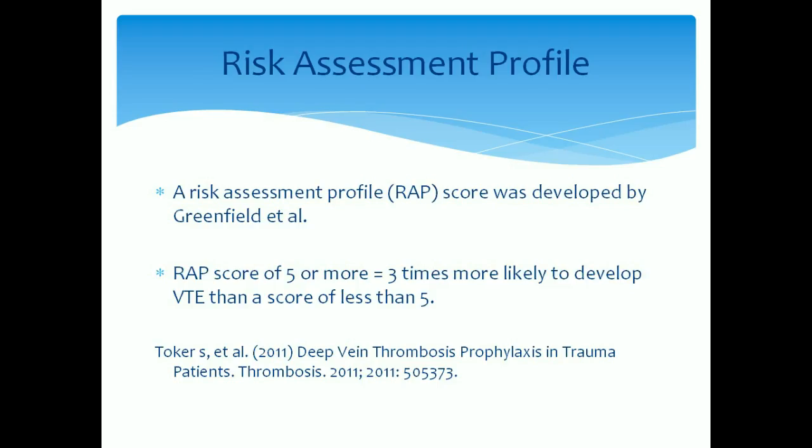So the first one's the risk assessment profile. This is just a series of things that we're looking to tick off, and they will have a score. So you get a score based on what's happened to the patient or what risk factors they have, and if you have an RAP score of 5 or more, then your risk is really elevated.